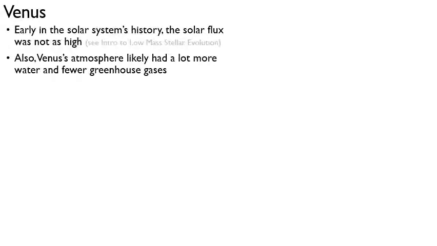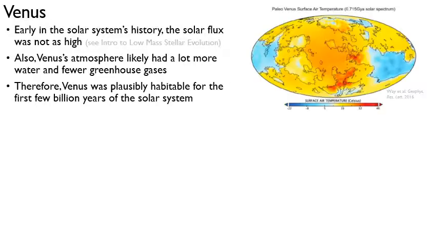So let's just start at the inner part of the solar system and work our way out. With Venus, you might consider, okay, this could be a habitable environment just to first order because the solar flux was not as high. It's steadily increasing over time as hydrogen is converted to helium in the core. And we believe that the early atmosphere of Venus probably had a lot more water and fewer greenhouse gases. So there wasn't a runaway greenhouse effect yet that essentially evaporated away all of the water.